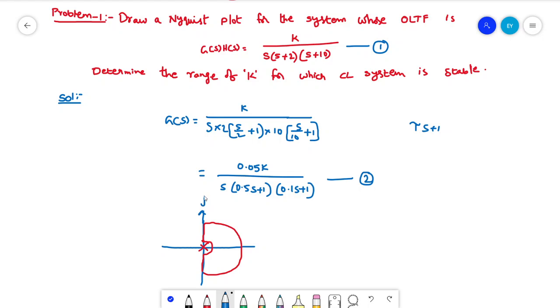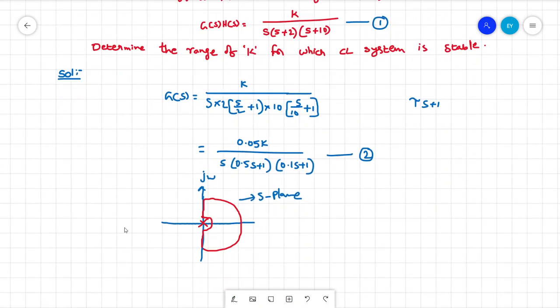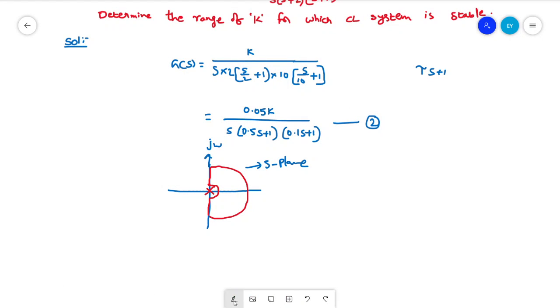So this is j omega, and this is called the s plane. The direction will be clockwise, this way. Here the whole contour will be divided into 4 parts. As I mentioned in the previous class, we have drawn the same plot and explained how we can divide that contour into different parts.